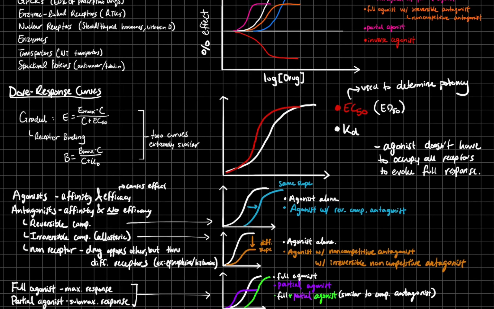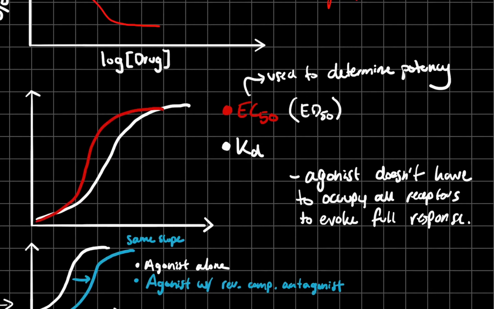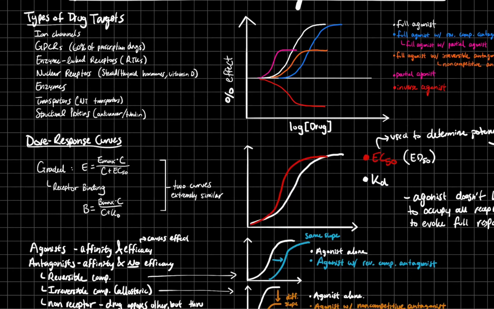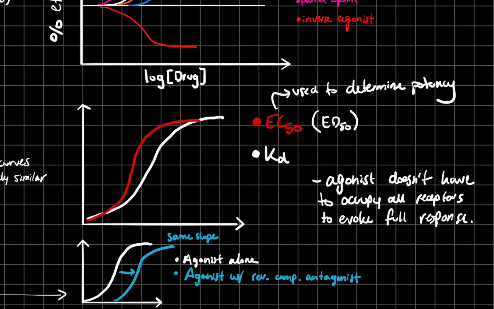So we can kind of see that process over here on the right-hand graph. And this is just going to allow you to take a look at that EC50, which is that potential to reach half effect, versus that KD graph that we were talking about before. And as you can see, they're not exactly the same, which suggests that you don't need to have maximum binding of the receptors to achieve a full response from your cell. So we can see from the right here, an agonist does not have to occupy every single receptor on a cell to evoke a full response from that cell.